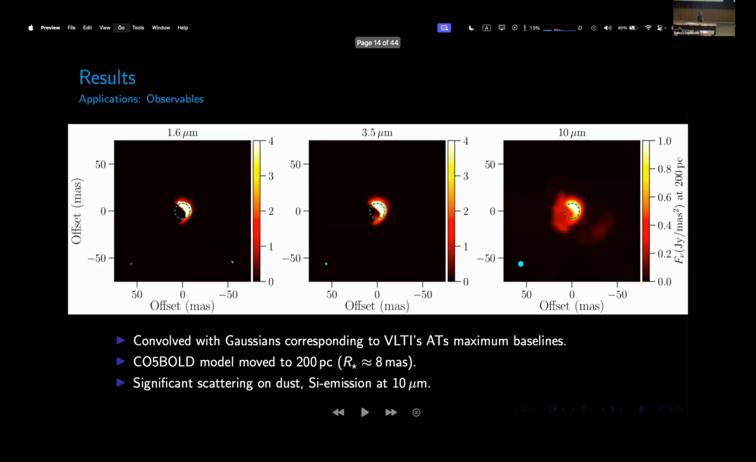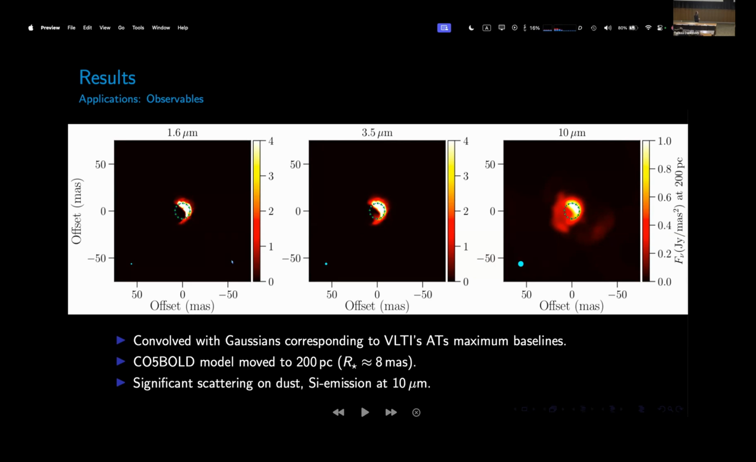Well, I also try to create some kind of proof of concept observables. So in this case, I use VLTI as an inspiration. I moved the model to 200 parsec. I convolve the images with a Gaussian beam that corresponds to the angular resolution that the auxiliary telescopes of VLTI can get as a maximum. So it's not really what VLTI would see in this case, but more like what it would resolve.